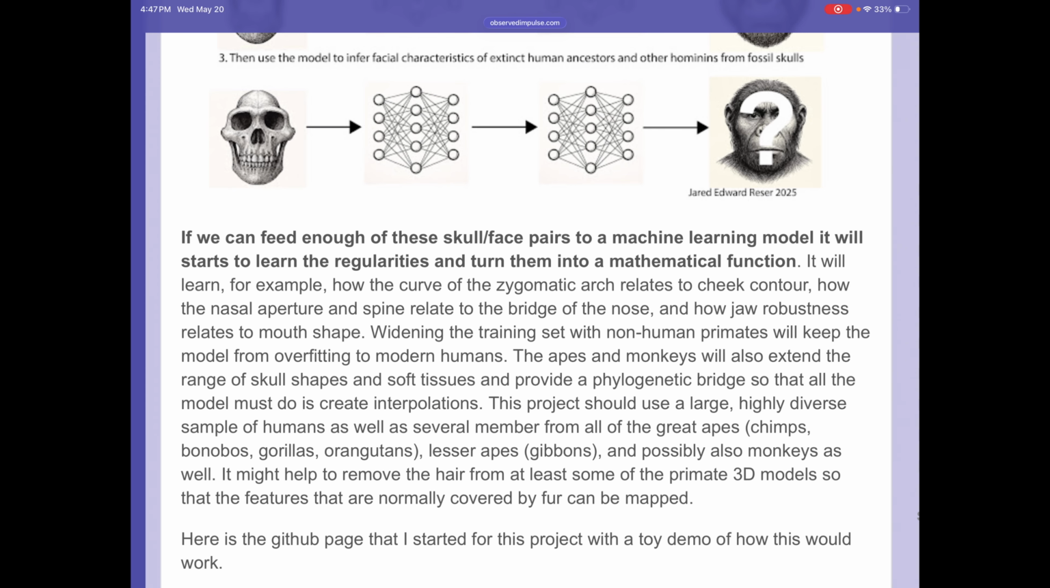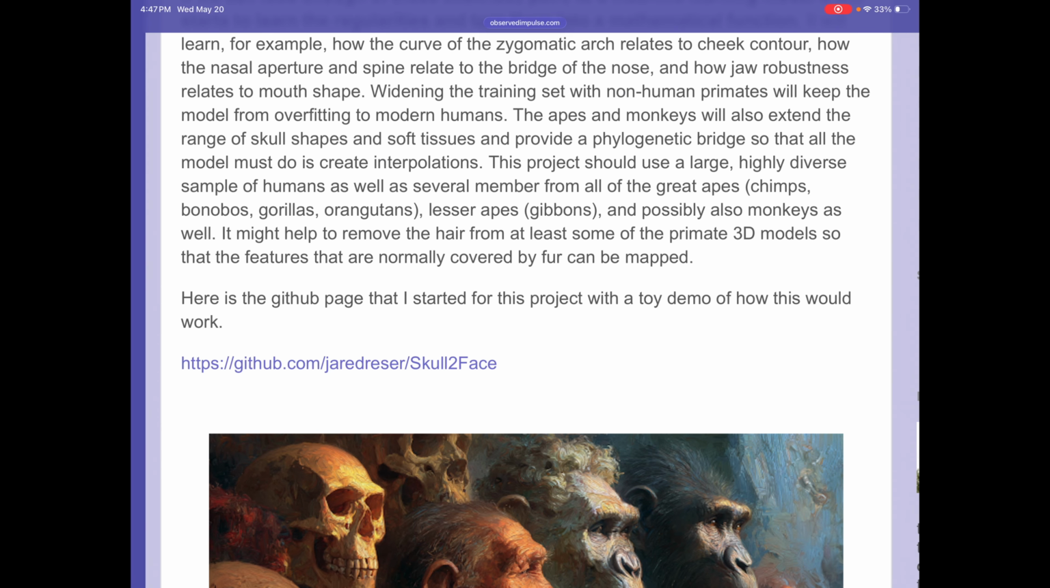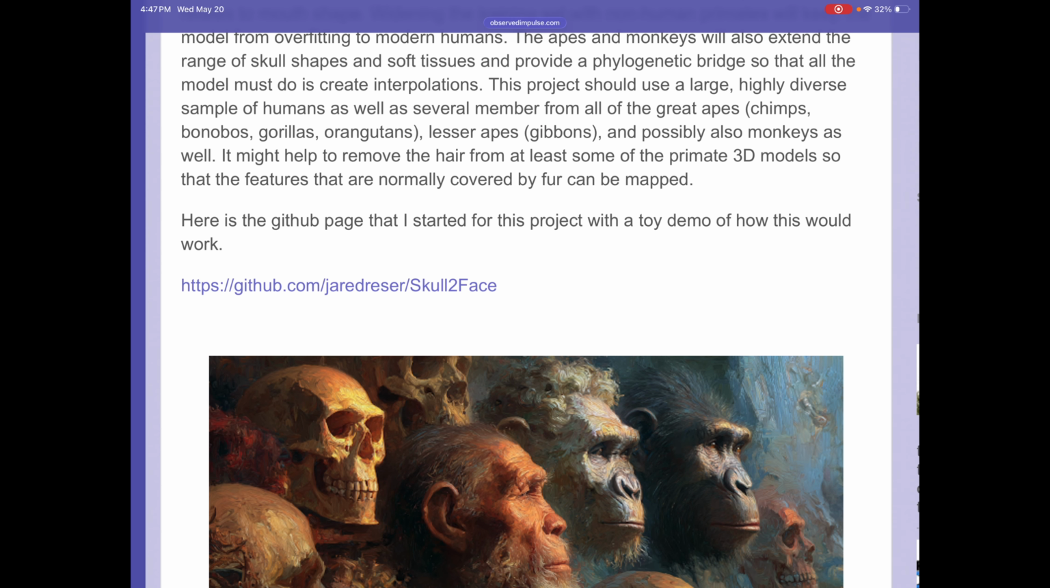So this project should use a large, highly diverse sample of humans, as well as several members from all of the great apes: chimps, bonobos, gorillas, orangutans, lesser apes, gibbons, and possibly also monkeys as well. I think definitely monkeys now. It might help to include maybe even other mammals, could make it a better predictor. We won't know until we try. It might help to remove the hair from at least some of the primate 3D models so that the features that are normally covered by fur can be mapped. So here's the GitHub page that I started for this project, and it includes a toy demo of how this would work.